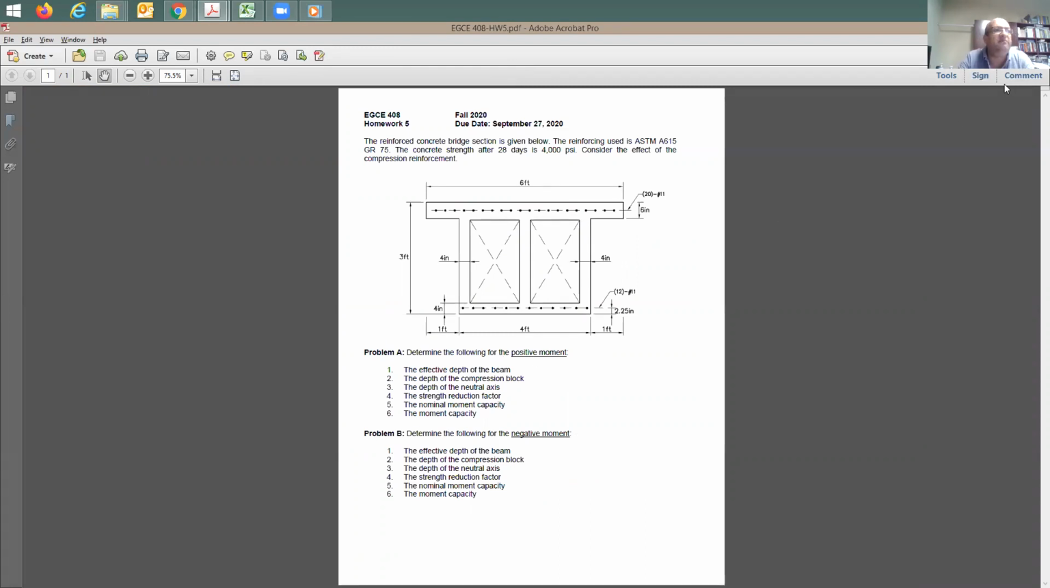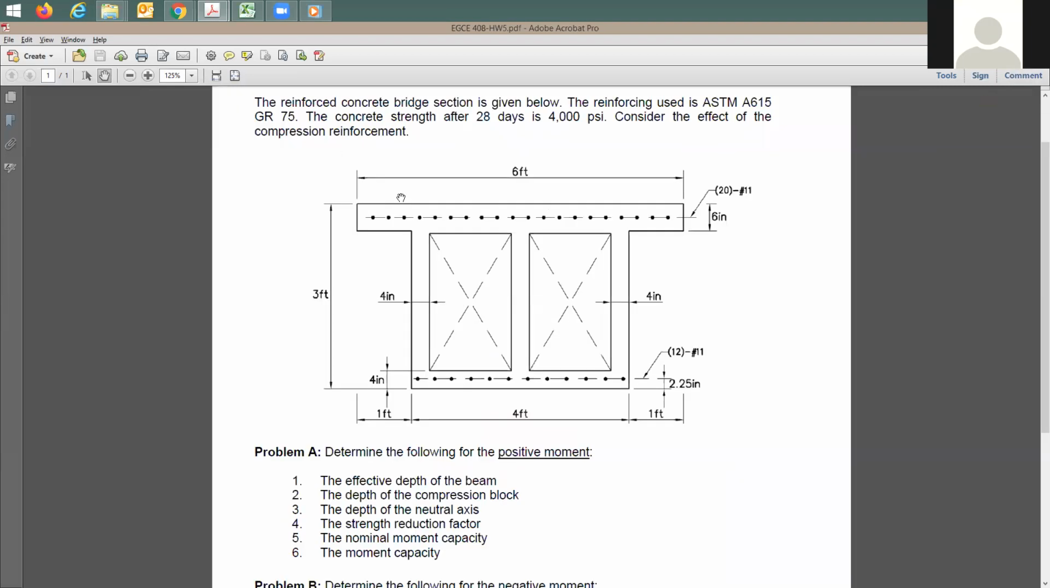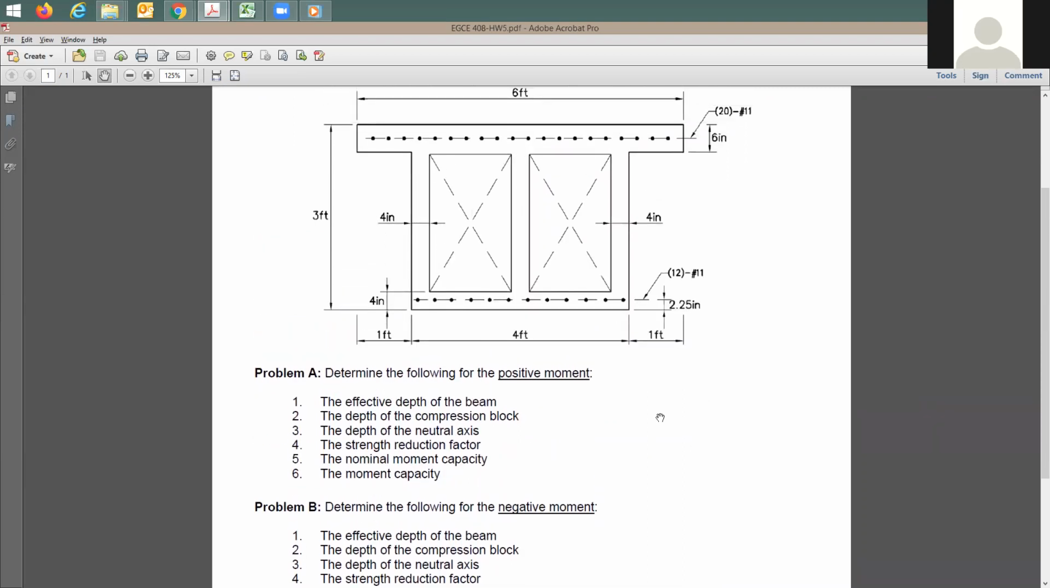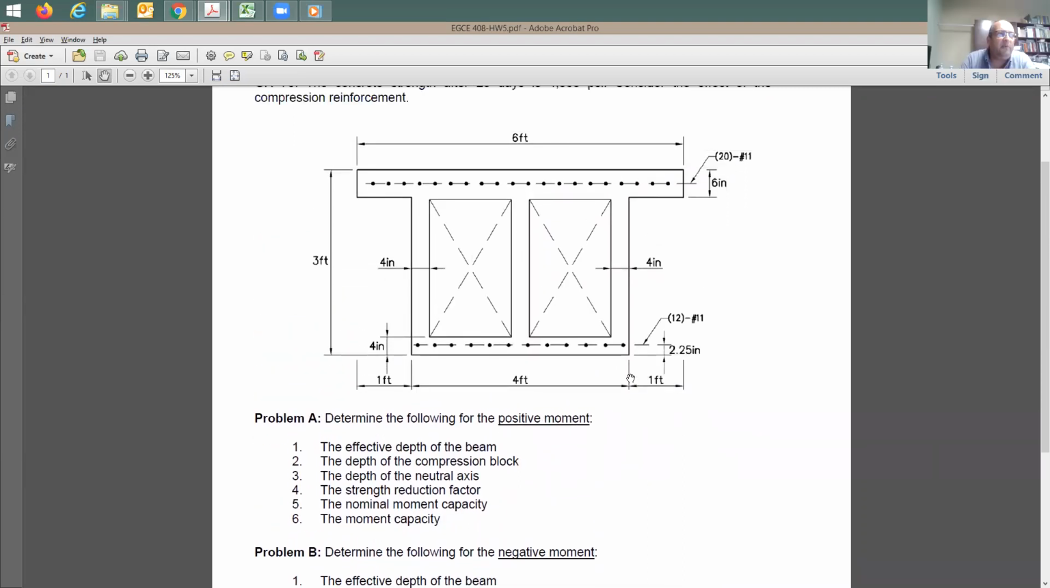what does it mean by positive moment? What does it mean by negative moment? Can someone help me with this? Positive moment, you have compression at the top, tension at the bottom. Good. And negative moment, you have tension at the top, compression at the bottom. Excellent. So when you have positive moment, where is the tension steel?